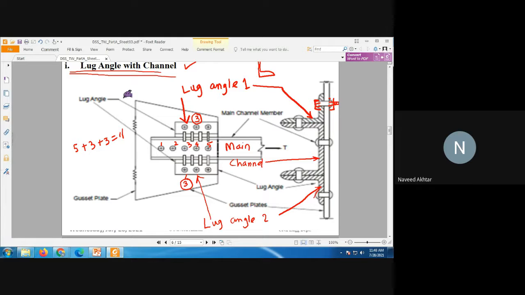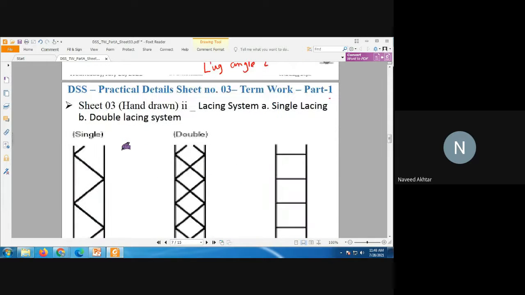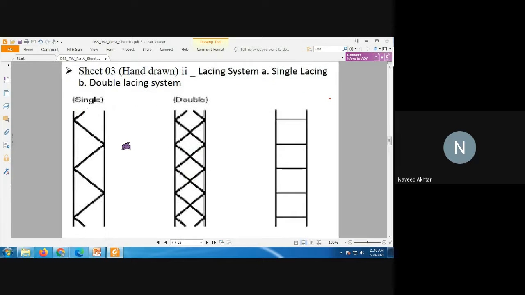Okay. Now the second figure, when you draw the first, you understand that lug angle with the channel. What is lug angle? Lug angle is an additional angle to complete the connection requirement. Now we'll come to the second part of sheet number 3. This is sheet number 3, and the second part is the lacing system. So where do we require the lacing system?